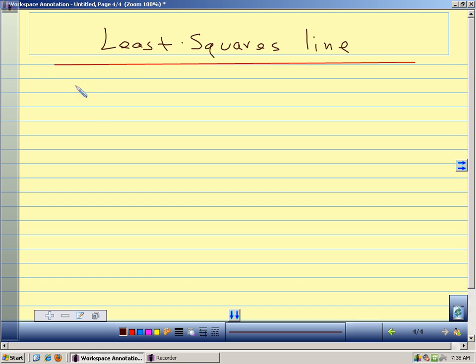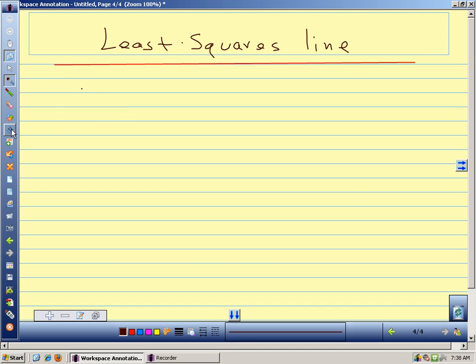So we have a set of points, and I'm just going to draw a graph here. Here are my axes, and we have a set of data points, x1, y1.